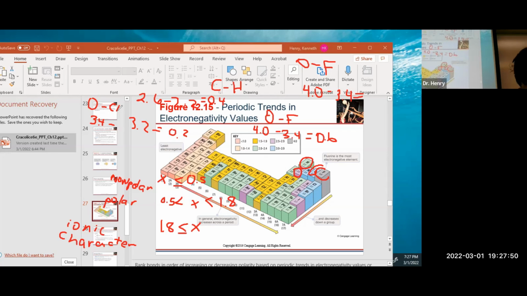Now, you've got to remember that we're talking about a bond between two atoms. It's not talking about the molecule as a whole. We're talking about the bond between two atoms. We start talking about the molecule as a whole in chapter 13, okay? Which we're not there yet.